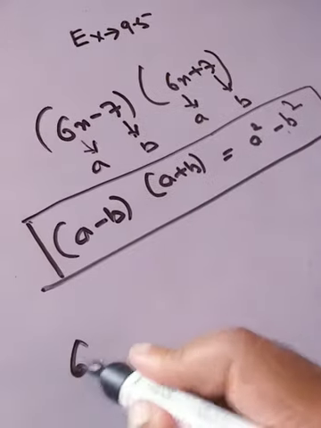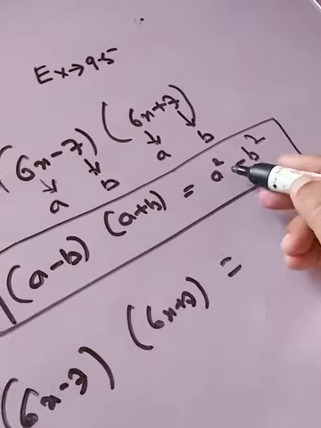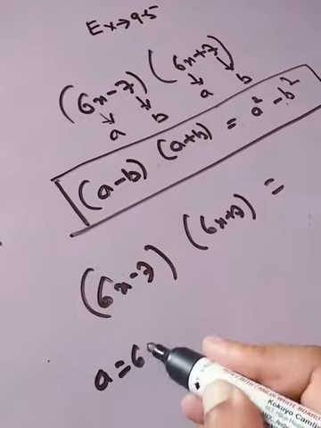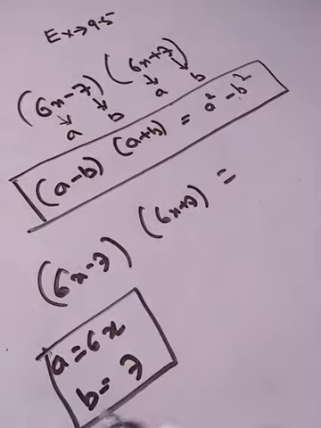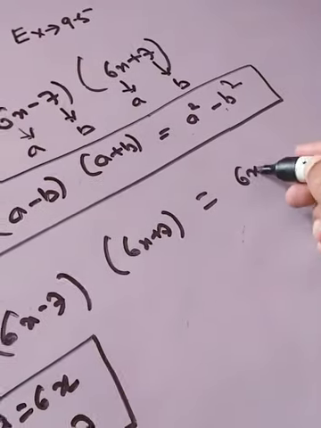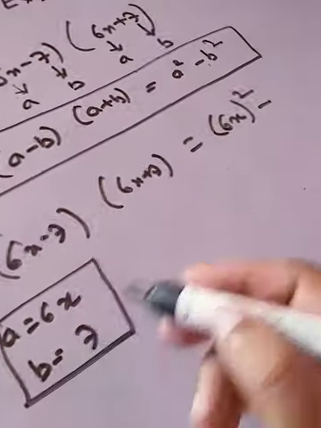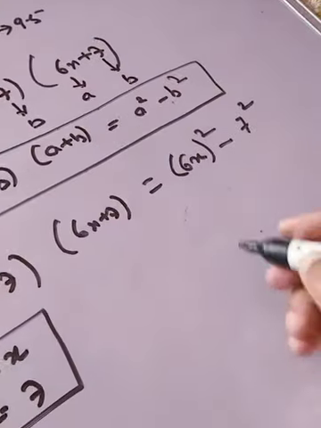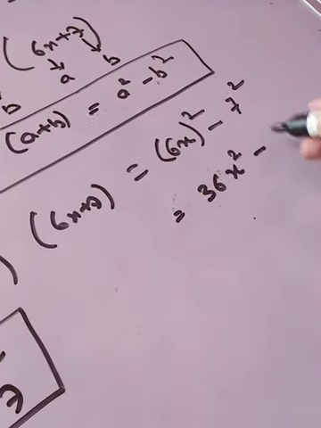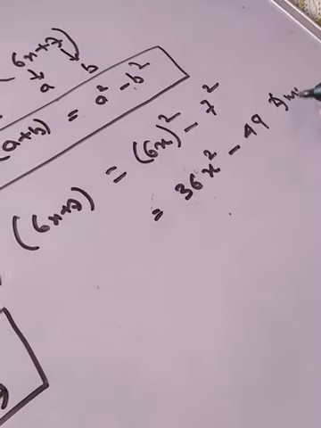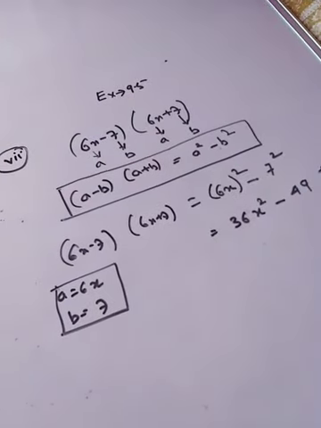Okay, so we'll write the question. 6x minus 7, 6x plus 7, that will be equal to a square minus b square. So a is what? a is 6x and b is what? 7, isn't it? So a square means 6x, this is a, now whole square, minus what is b? 7, 7 square. Now this will be 36, 6 6s are 36, x into x, x square, 7 7s are 49. So this is the answer. So this is the solution of sum number 7.